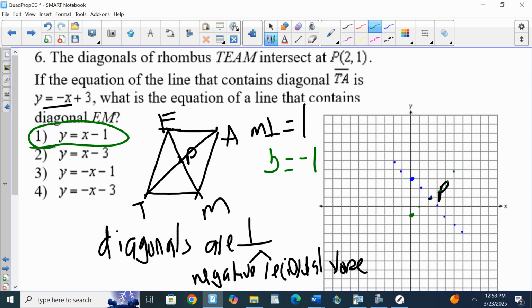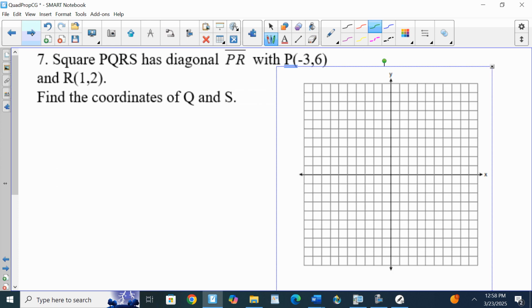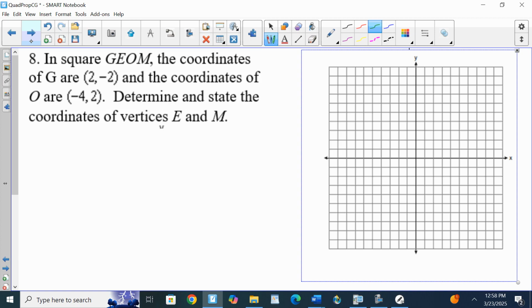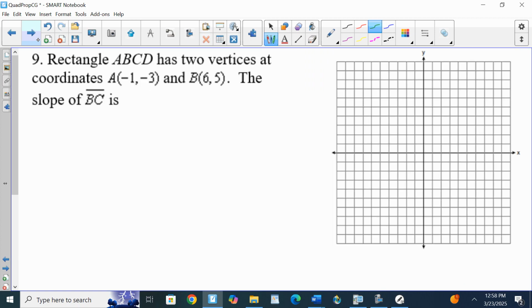It's incorporating a few different things in here, but the properties remain. And then just use the grid. Again, perpendicular diagonals came up again. Perpendicular lines have negative reciprocal slopes, so we had to utilize that. Again, they're all a little bit different. This is the same type of thing as well.